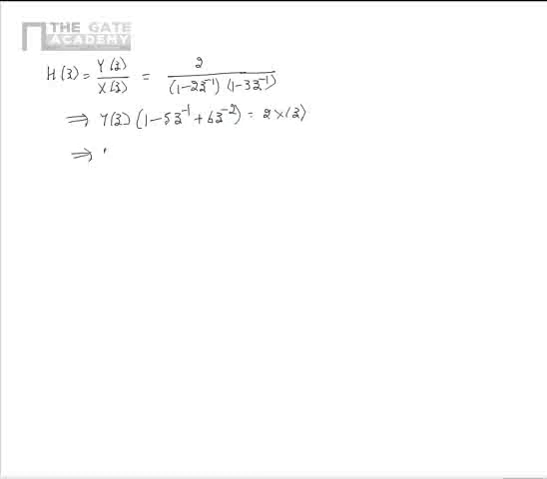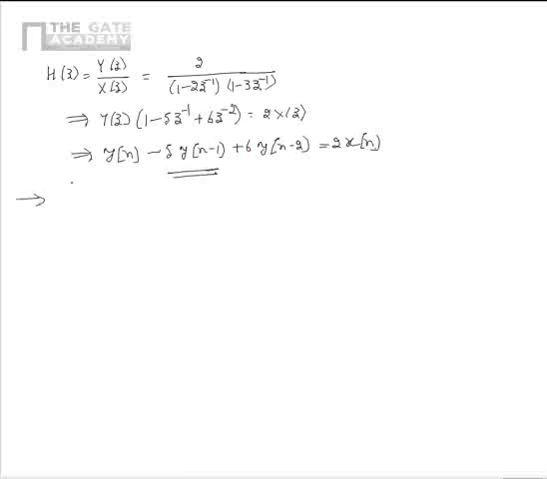By taking the inverse transform on both sides, we get that the LCCDE is y[n] - 5y[n-1] + 6y[n-2] = 2x[n]. So this is the LCCDE that represents the given LTI system.